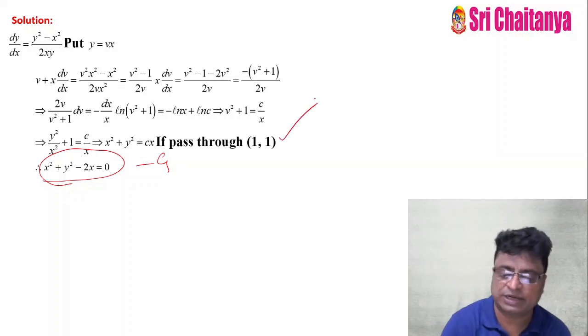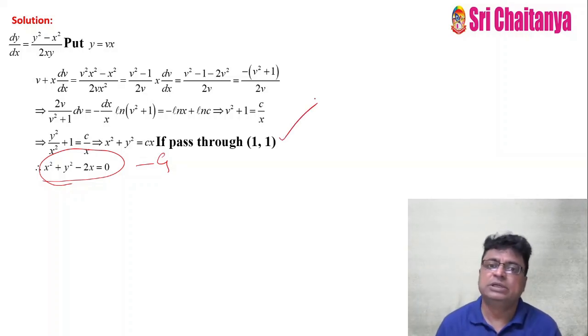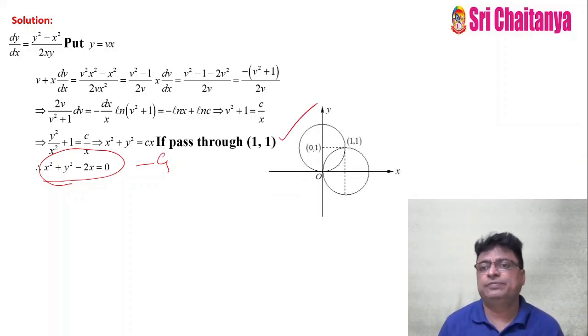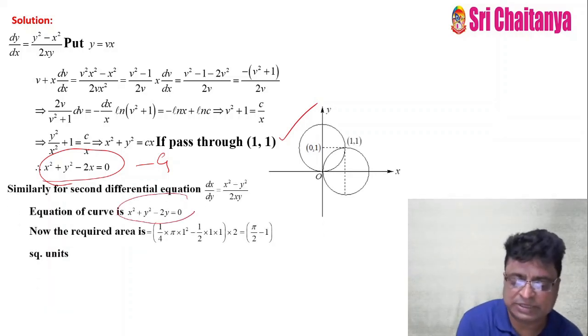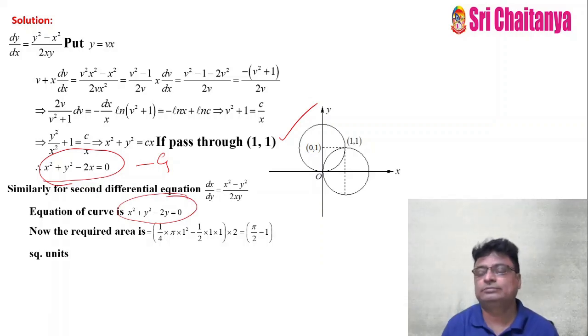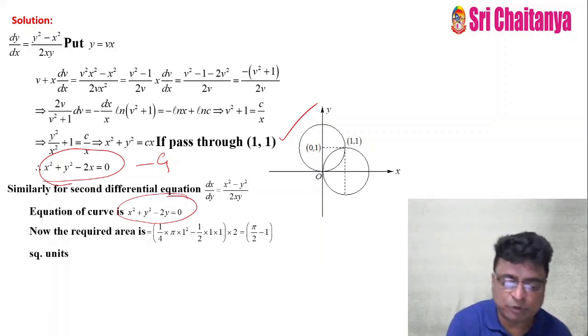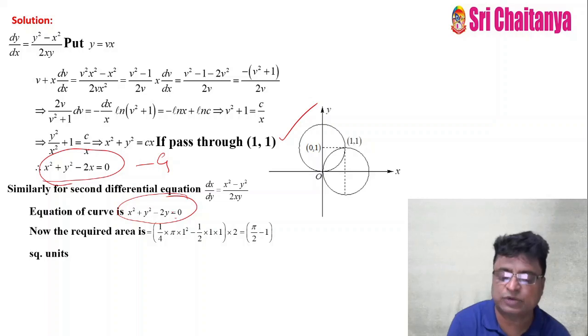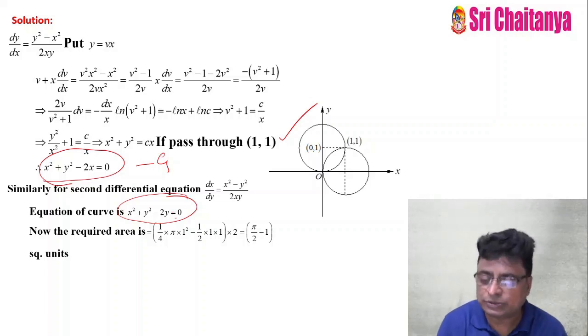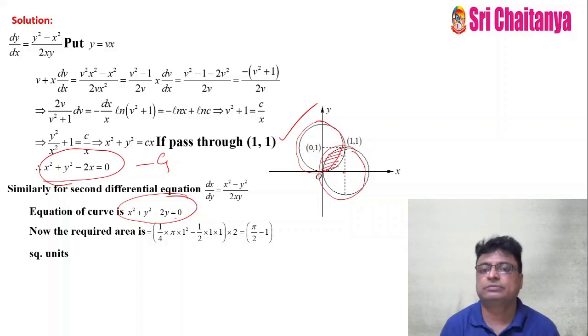Because it is passing through what? 1 comma 1. Similarly, you find C2 and you will get C2 as what? On the same lines, x square plus y square minus 2y equal to 0. So my friends, both are circles. This is a circle with the center as what? 1 comma 0, and this is a circle with the center as 0 comma 1. So one is on the x-axis and one is on the other axis. So this is my first curve and this is my other curve. So this is the area bounded between these two curves.